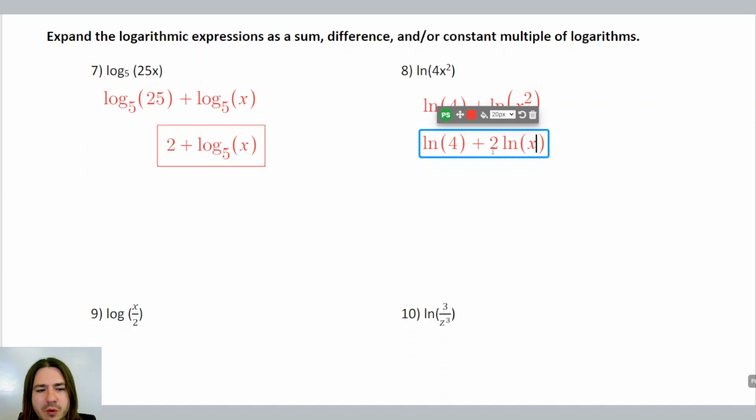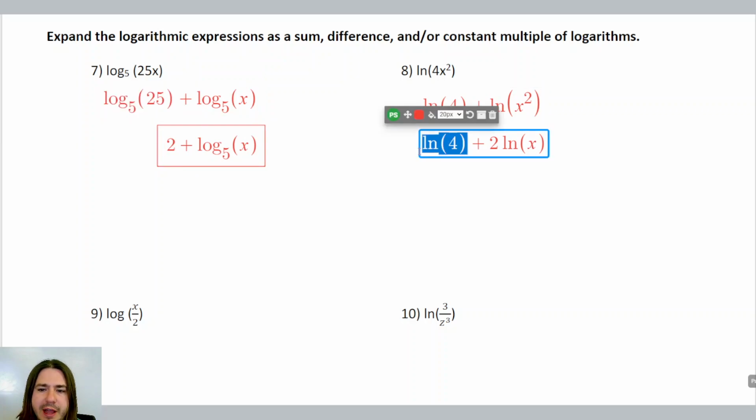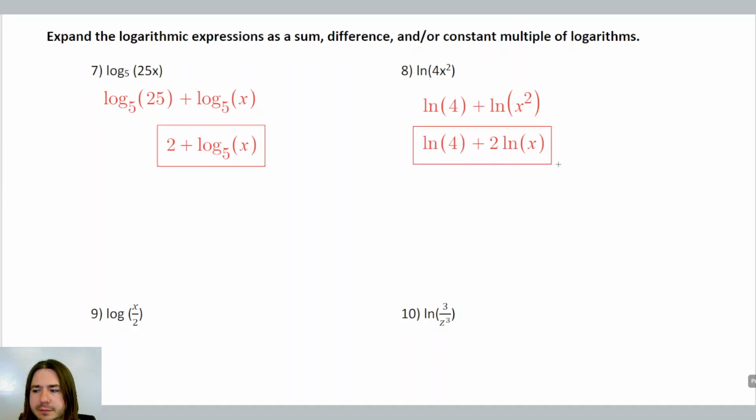Now, once I'm done here, I want to look at my answer like I did in number 7 and see if I could simplify this. But here, natural log of 4 is irrational, and there's not really much we can do here. So this is just going to be our answer.